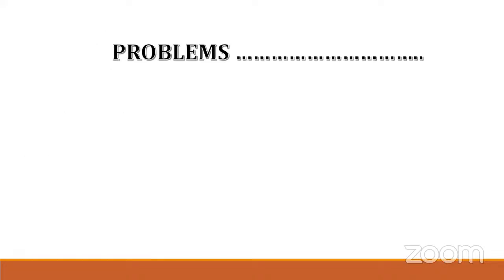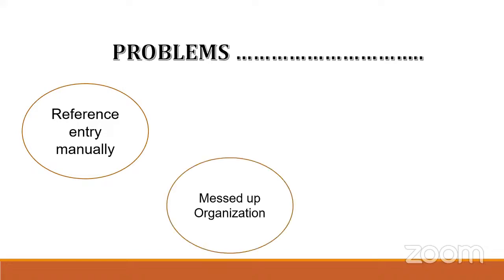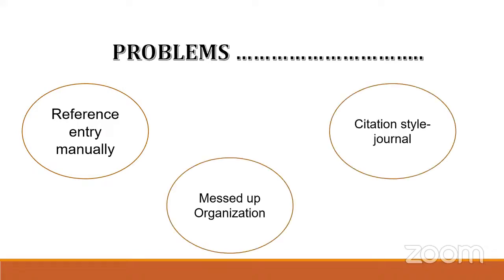So anything that comes up in the field, there should be some problems. Like Sir just mentioned, when you have 10 to 20 references, it's easy to cite them manually. But citing 100, 200 articles is very challenging, and it requires a lot of extensive labor work. So these are some of the main problems that led to the introduction of these softwares, which made our work easier.